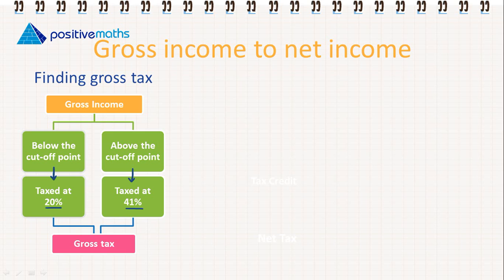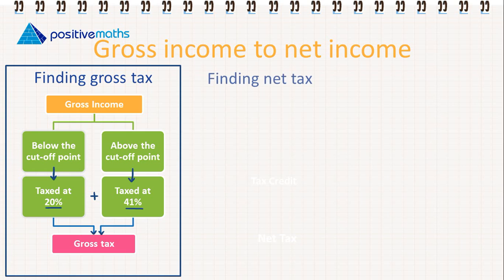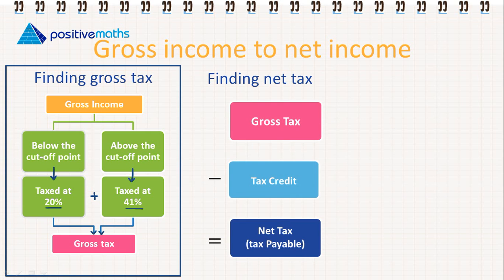So to calculate the gross tax, we find the sum of the two values. So the tax at 20% and the tax at 41%. So now let's discuss finding net tax. So this is the tax payable. So we have found our gross tax. So this is the amount of tax that we should be paying. We subtract our tax credit. This will give us our net tax or our tax payable.